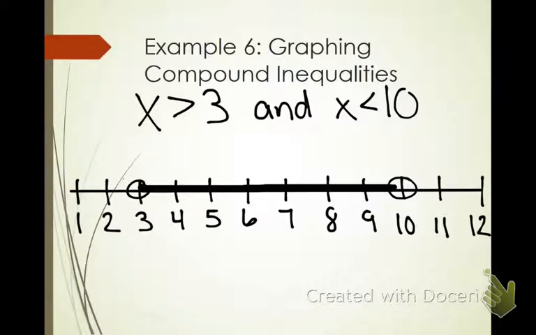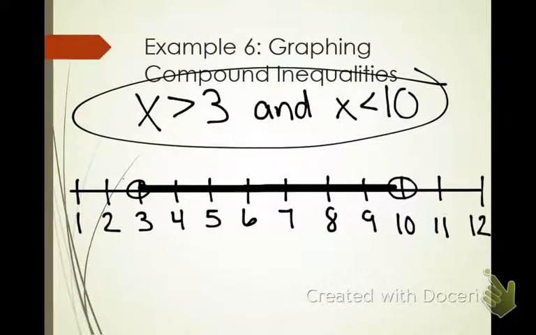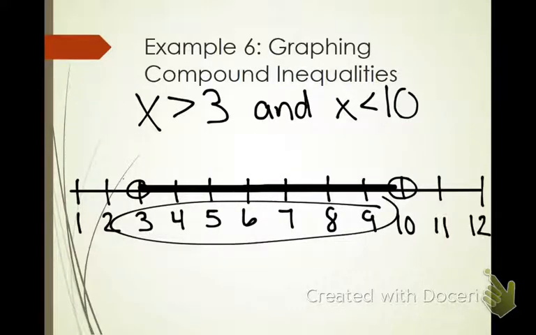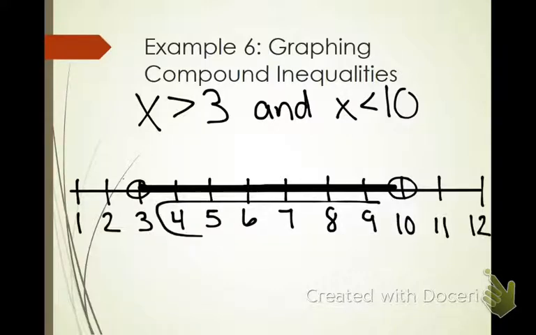Okay? But it just so happens that with this inequality, and this is what it's saying, if I need a number that is a solution to both of these, that's why the word and is there, then the number has to be both greater than 3 and less than 10. The only numbers that are greater than 3 and less than 10 are these numbers right here, 4, 5, 6, 7, 8, and 9. Those are the only possible numbers that can be a solution to this compound inequality.